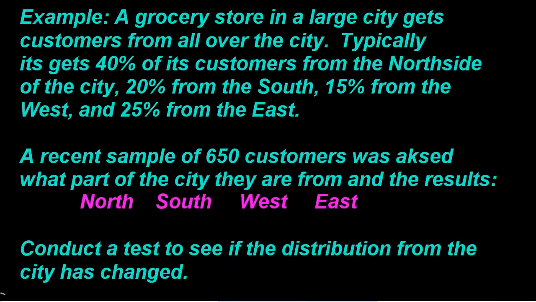Let's look at one more problem here. So in this example, a grocery store in a large city gets customers from all over the city. Typically gets 40% of its customers from the north, 20% of customers from the south of the city, 15% from the west, and 25% from the east. A recent sample of 650 customers was asked what part of the city they were from, and here are the results. So the recent sample showed 221 from the north, 125 from the south, 138 from the west, and 166 from the east. Conduct a test to see if the distribution from the city has changed.